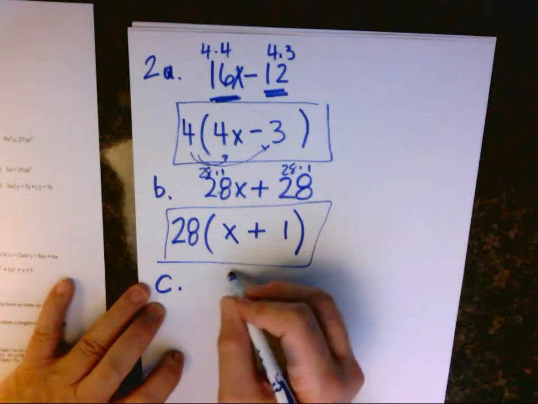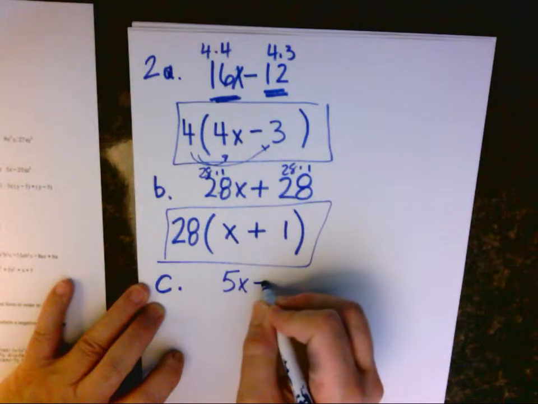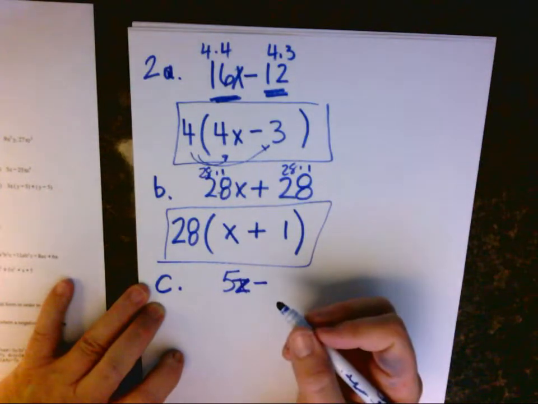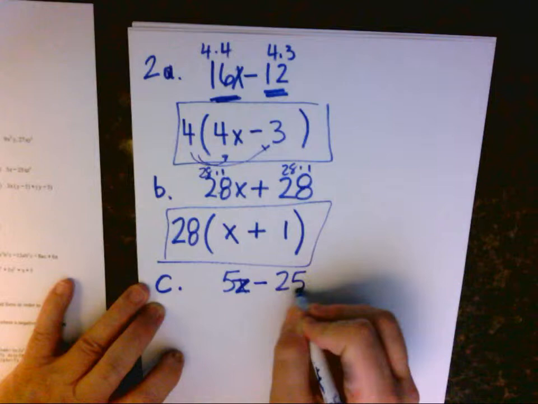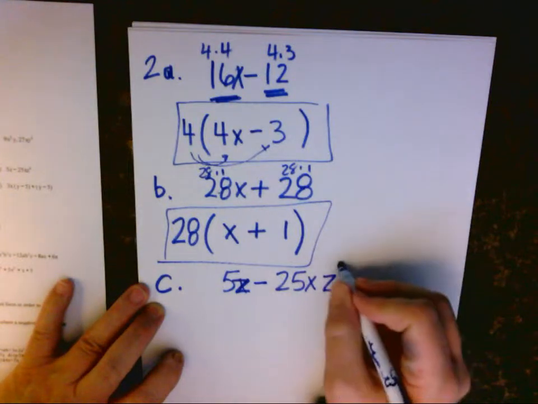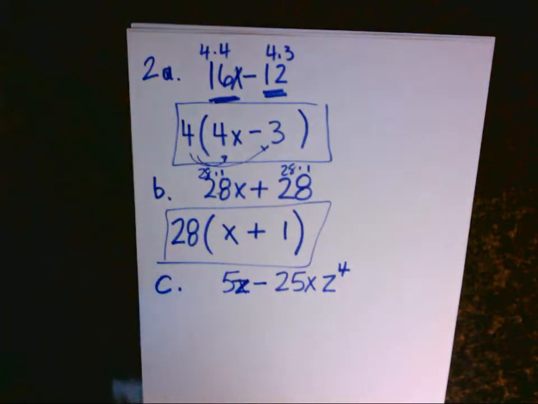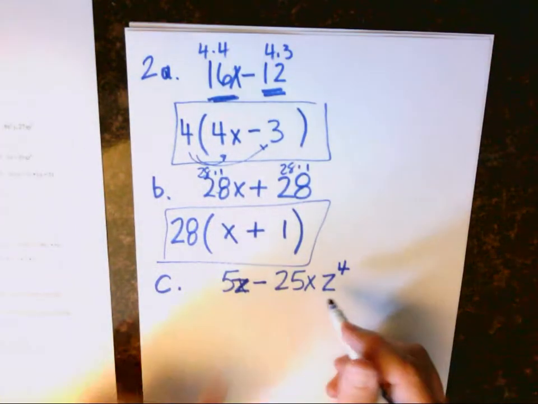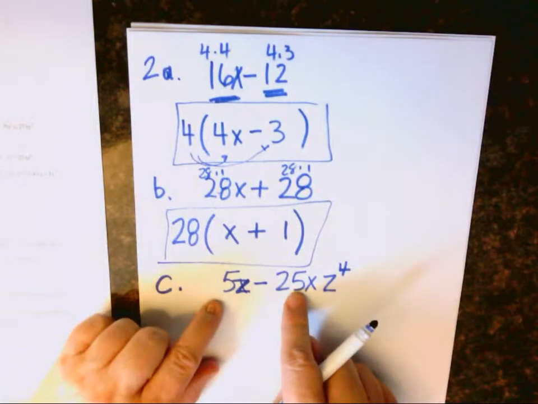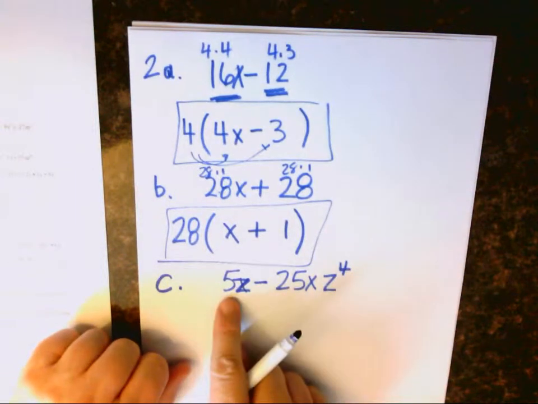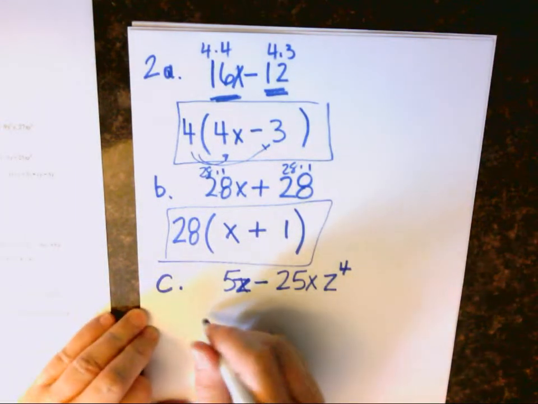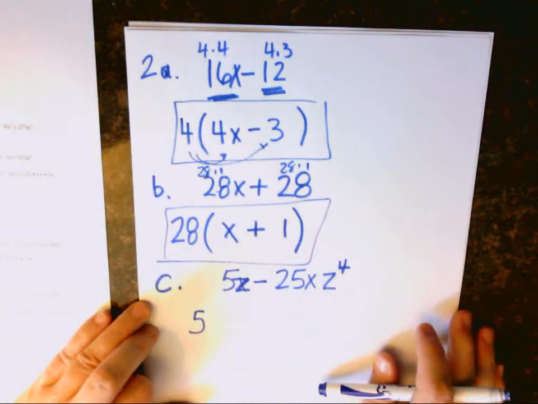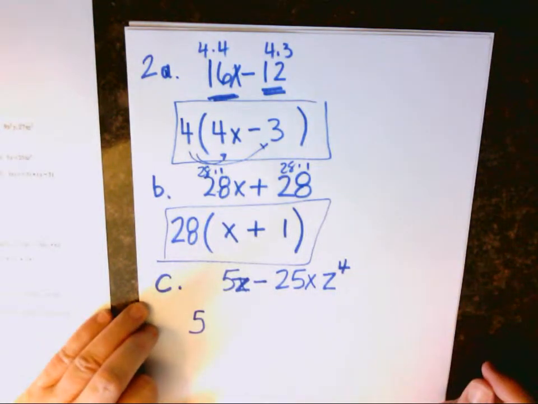Part C, 5xz minus 25xz to the 4th, I believe. Let me double check. Yes. Okay. They both have z's in them, and they both have a number that is divisible by 5. 5 divides this, 5 divides that. The common number, greatest common factor, is 5 for the number part.